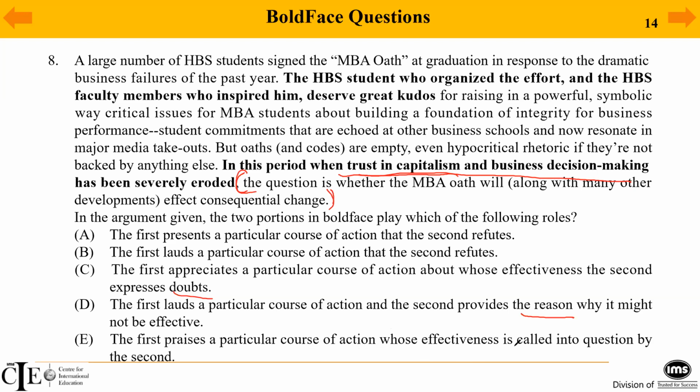This is also similar to option C. So the second gives the evidence for why it might not be effective. So the reason is the main part here. So option D is correct.